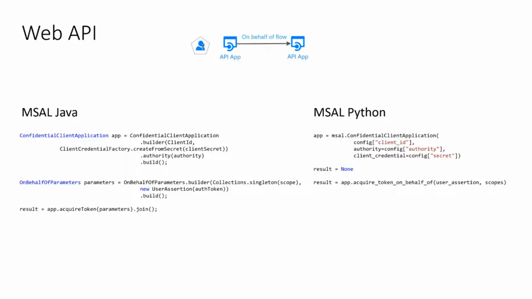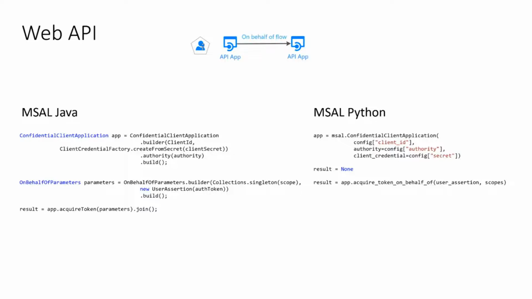In order to do that, we provide the on behalf of flow. In this flow, you use the access token received to exchange for another new access token specific to the downstream web API. So this flow works in the context of a user's identity. And again, web APIs are also confidential client applications, so you would need to set up the confidential client with a client ID and a client secret. So that is the on behalf of flow.